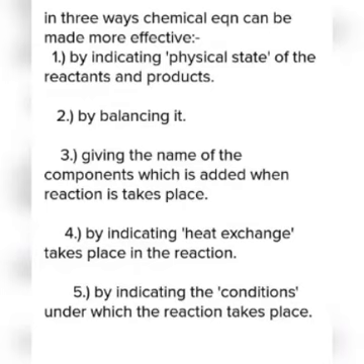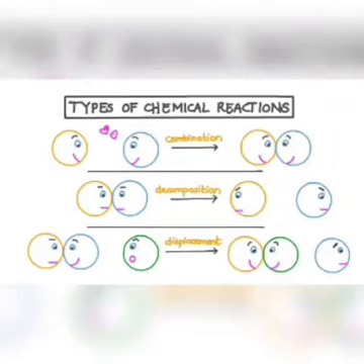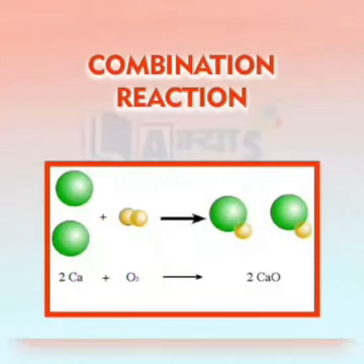There are different types of chemical reaction. We are going to learn different types of chemical reaction. The first one that we are going to learn is combination reaction. A reaction in which a single product is formed from two or more reactants is called combination reaction. So A plus B gives AB. Hydrogen plus oxygen gives water.